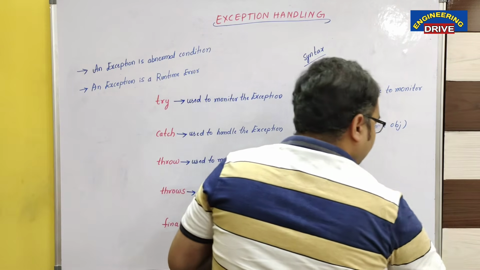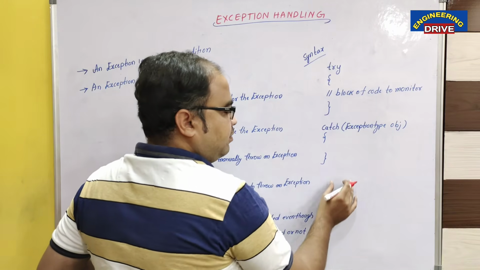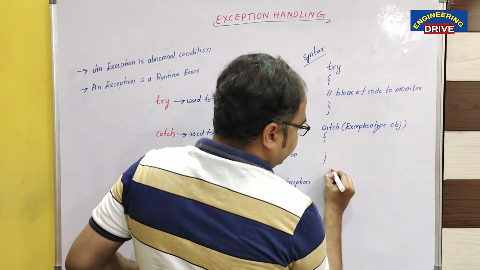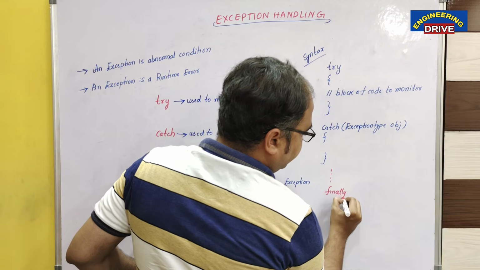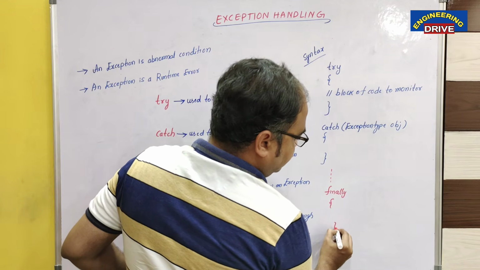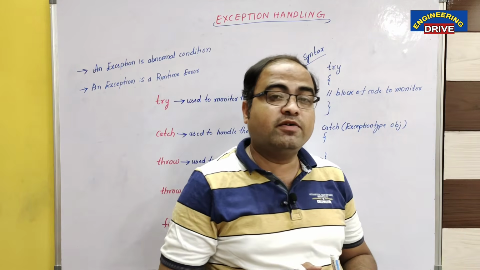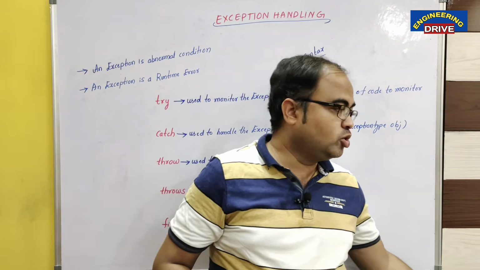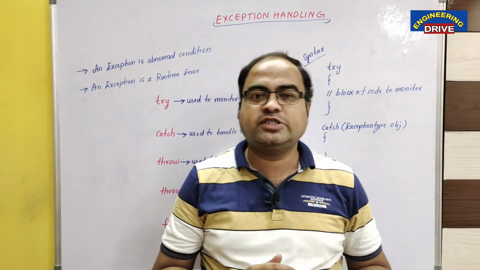And we can write any number of catch blocks. For one try block we can make use of any number of catch blocks, and then finally we can make use of the keyword finally. So the code inside the finally block will be executed even though an exception occurred or not. So this is the syntax of making use of these keywords in our Java program.